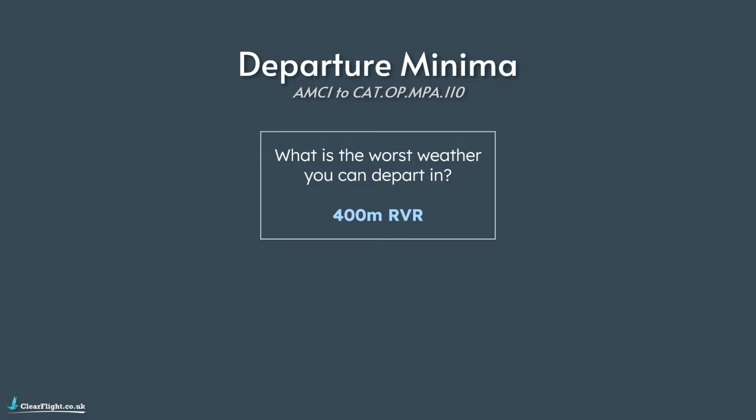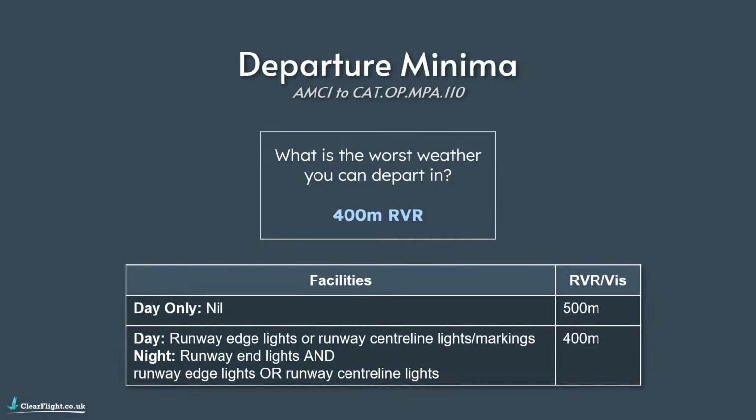If we do dig into the regulations a little bit more though, we come up with this table here, which gives us a few more criteria. So we can see there on the bottom row, yes, we can use a 400 meter RVR. During the day, to use that, we require either runway edge lights or runway centerline lights or markings. And at night, we require runway end lights and either runway edge lights or runway centerline lights. So if you've got those facilities, then you can use a departure minima of 400 meter RVR.